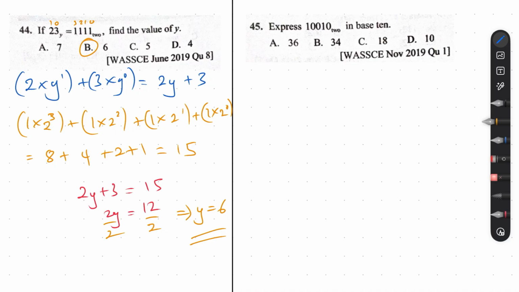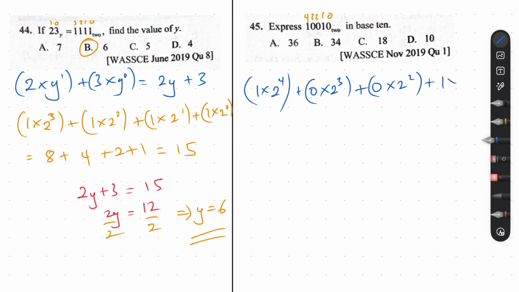It says express this in base 10. Very simple, right? We just label or we number our digits here. 0 1 2 3 4. Okay, so we solve 1 times 2 exponent 4, because our base is 2, right? Plus 0 times 2 exponent 3 plus 0 times 2 squared plus 1 times 2 exponent 1 plus 0 times 2 exponent 0.